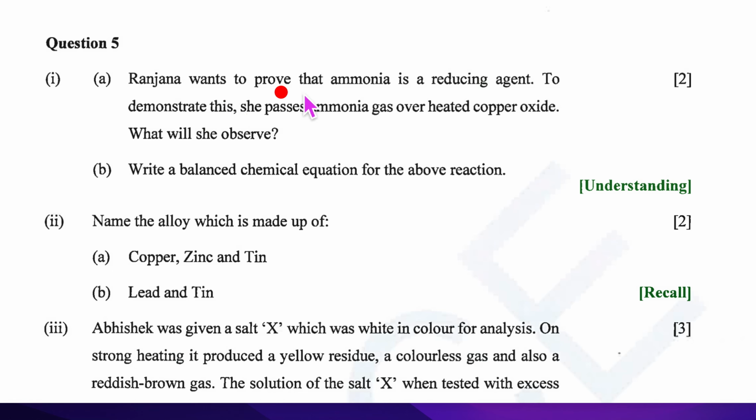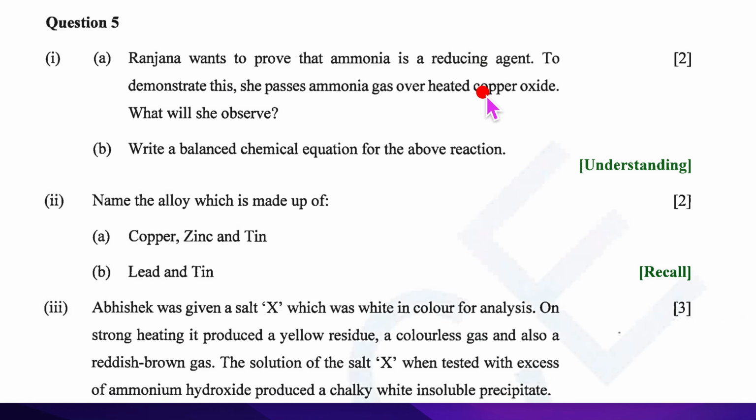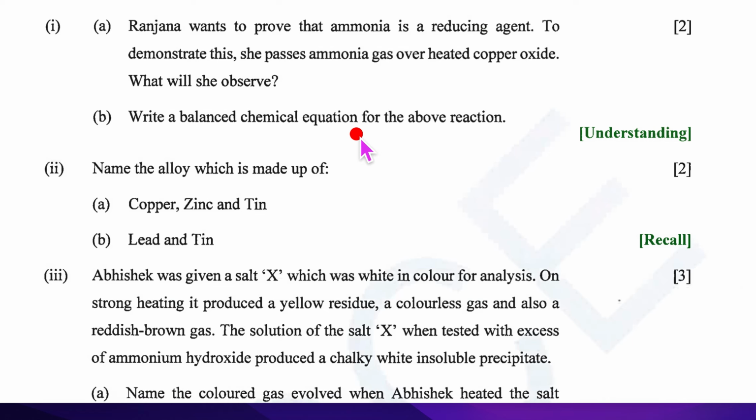Question number 5. Ranjana wants to prove ammonia as a reducing agent. To demonstrate, she passes it over copper oxide. What will she observe? This black copper oxide is going to become copper because oxygen will be removed. What is the color of copper? Pinkish brown or reddish brown deposits of copper. That's what she will see. Write the balanced chemical equation for the above reaction. Now, this reaction and PbO reaction with reducing property of ammonia, you have to know both by heart. Okay, learn it up if you haven't.